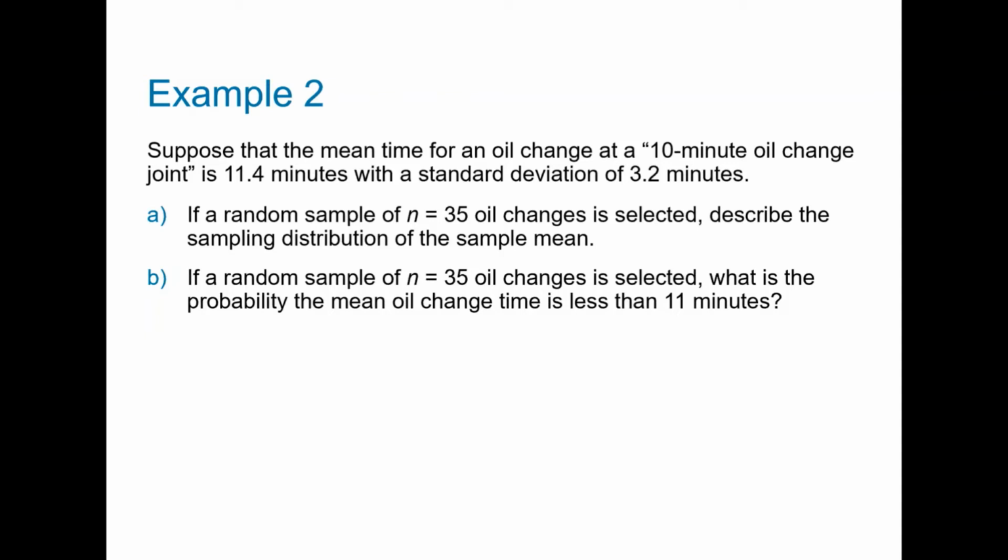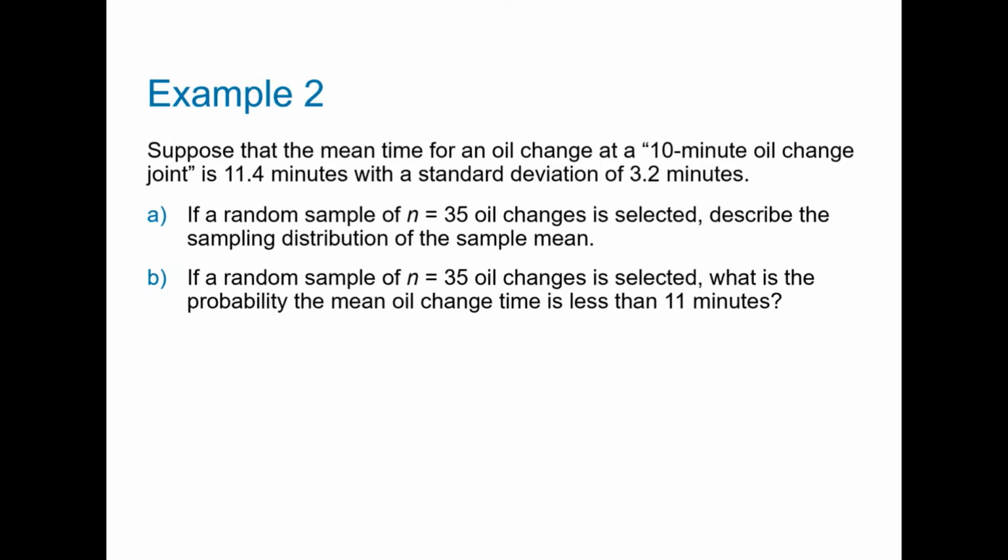Suppose that the mean time for an oil change at a 10-minute oil change joint is 11.4 minutes with a standard deviation of 3.2 minutes. Part A. If a random sample of n equals 35 oil changes is selected, describe the sampling distribution of the sample mean.